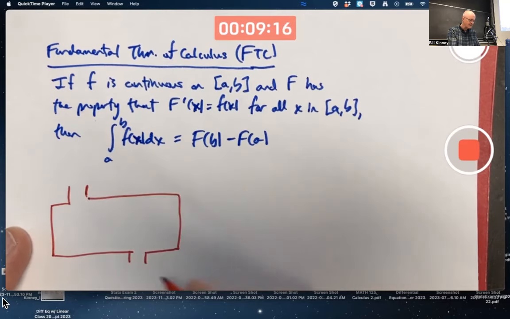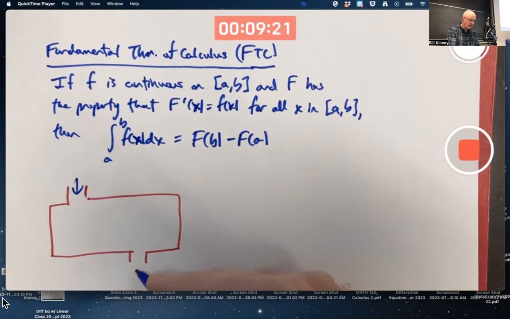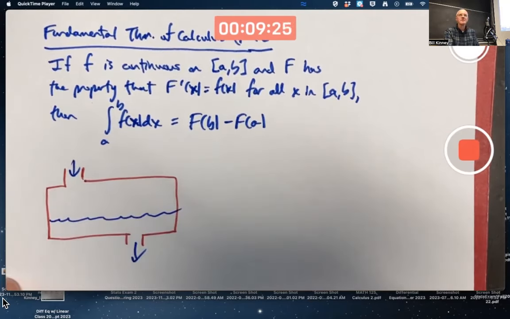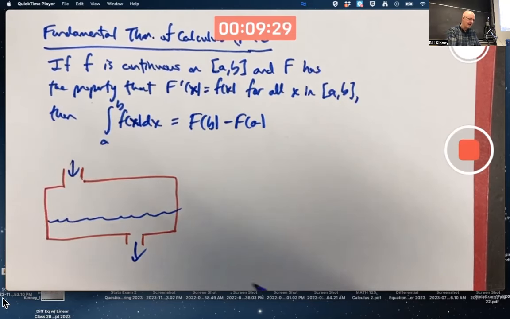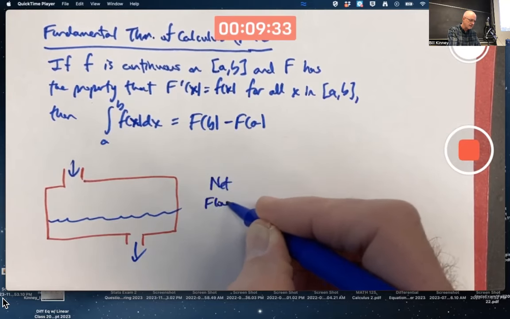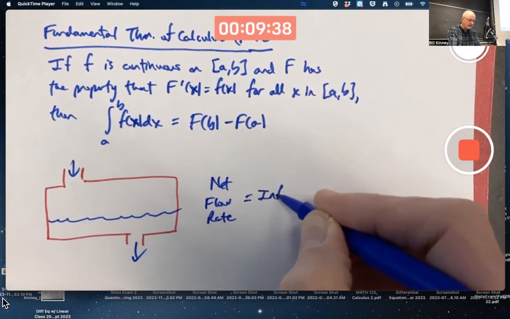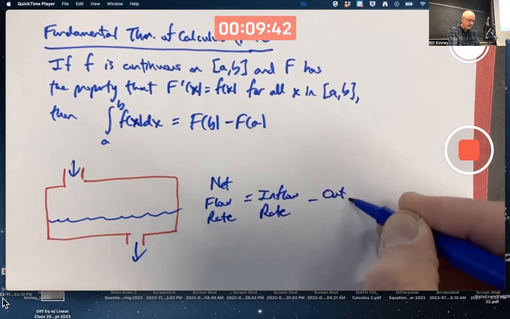Pretend this is a tank. We've got water flowing in and we've got water flowing out. Maybe you even have a certain amount of water in there to start with. There's a faucet up here and a drain down here. As I said before, the net flow rate is the inflow rate minus the outflow rate.